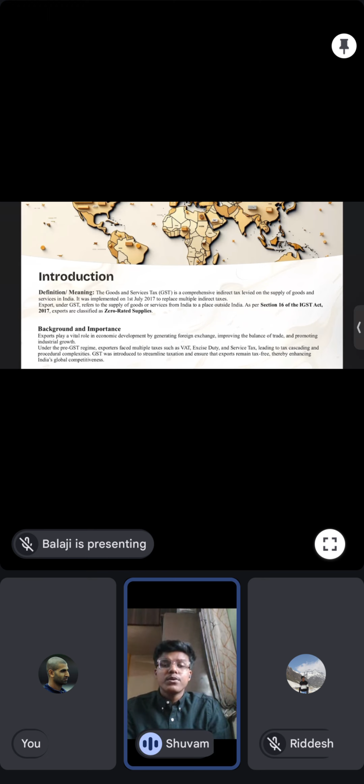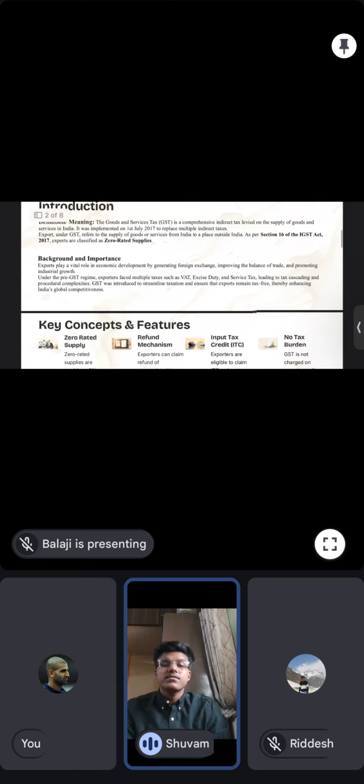Now, let us see the background and its importance. Exports play a crucial role in the economic development of a country. They help in generating foreign exchange, improving the balance of trade, promoting industrial growth, creating employment opportunities. Before GST, exporters faced multiple taxes like VAT, excise duty, and service tax. This led to tax cascading, meaning tax was charged on tax, which increased the cost of exports. GST was introduced to eliminate this cascading effect and ensure that exports remain completely tax free, thereby enhancing India's global competitiveness.